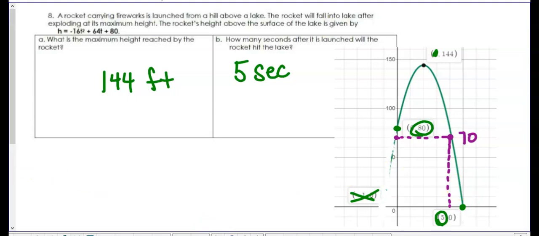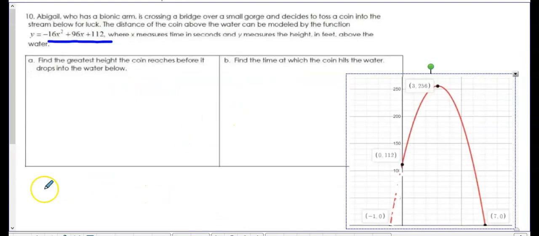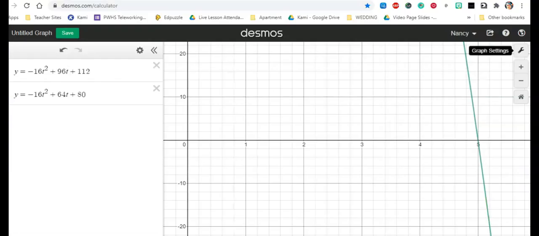I think the next one, I actually want you to mark it out. Yep, I do. Number 9, we're not going to do that one. We're going to do number 10. And I went ahead and graphed this one on Desmos, again, because I left this scale where it needed to be.